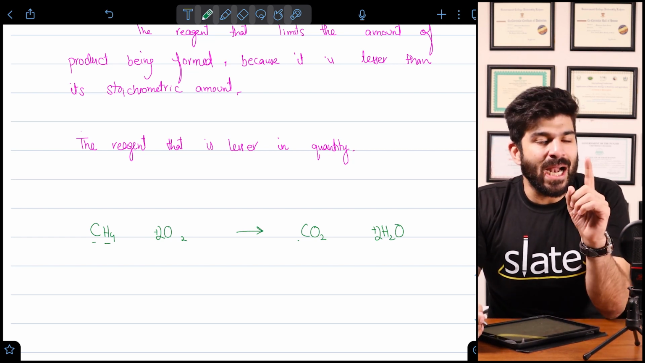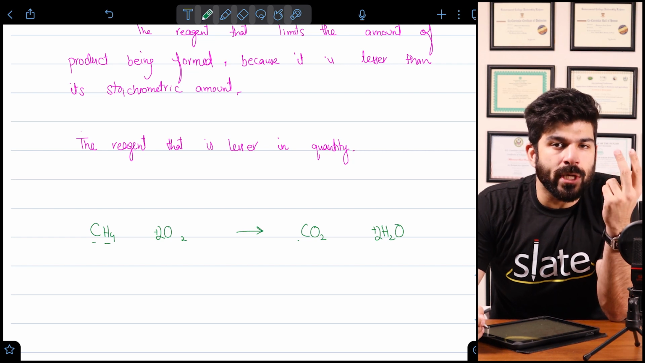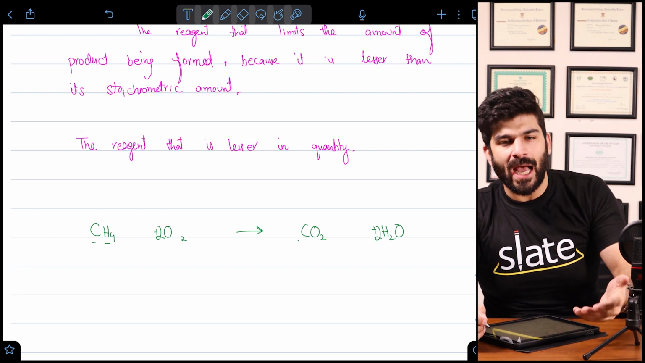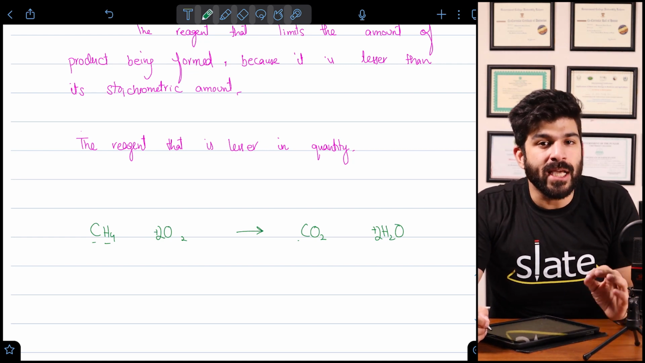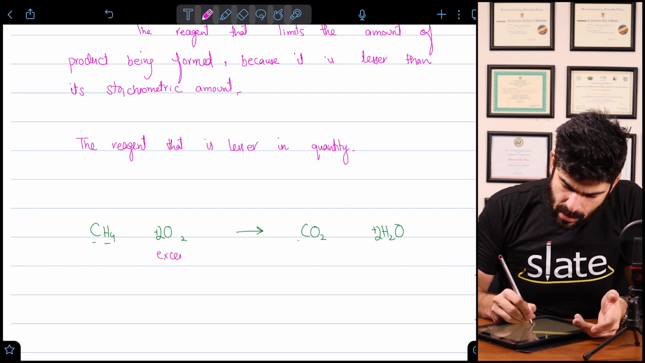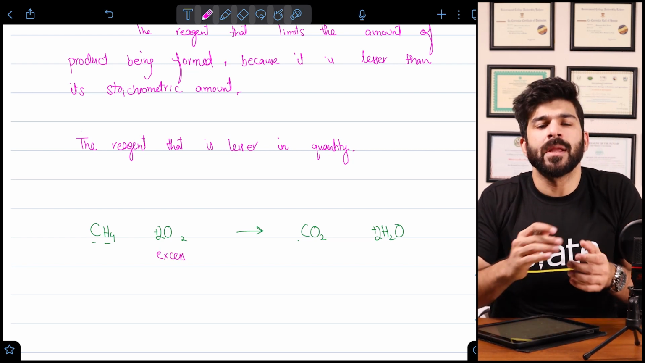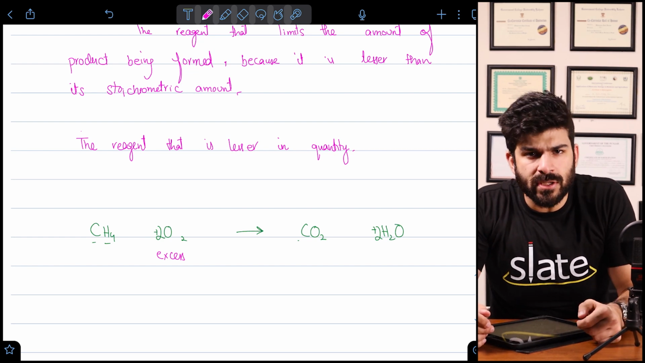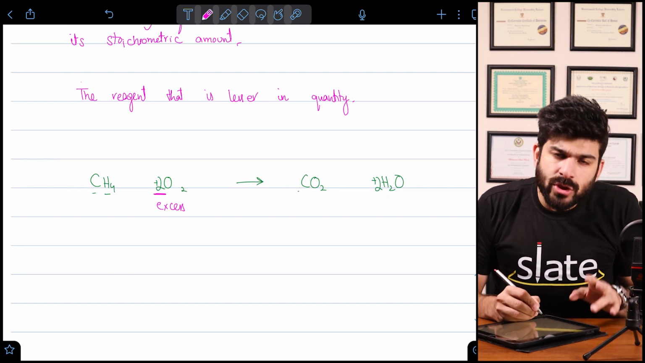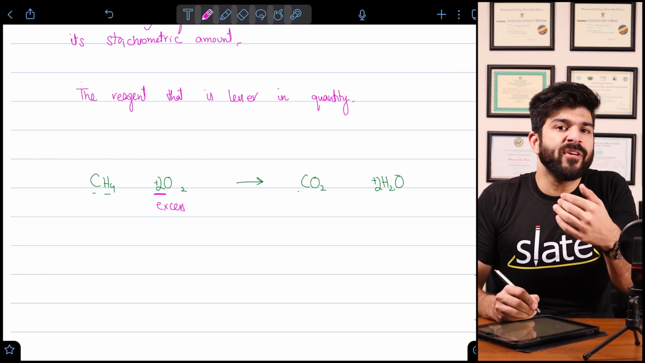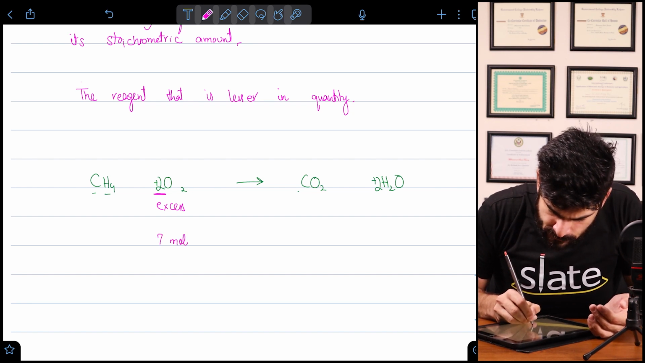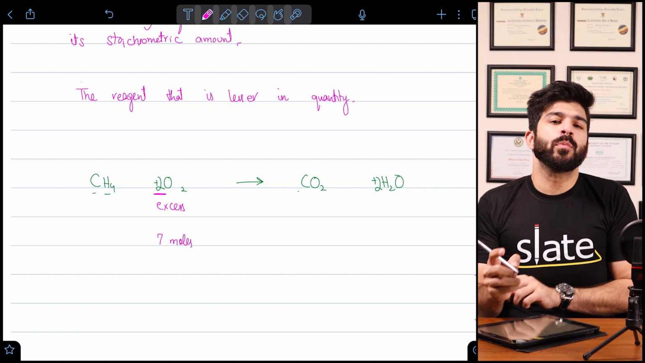here we see that 1 mole of methane is burning in 2 moles of oxygen. But when we burn something, when we burn methane in air, the air is always in excess. Obviously, unless it's a limited combustion, an incomplete combustion, the air is in excess. So what do we mean by excess? In real, we need just 2 moles of oxygen, but we will be provided with, let's say, 7 moles of oxygen. So oxygen provided was in excess.